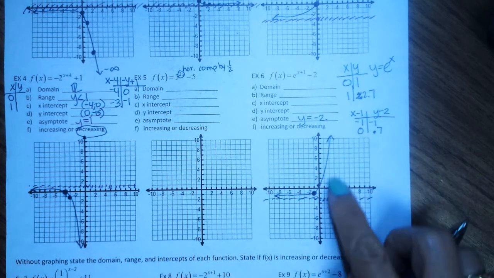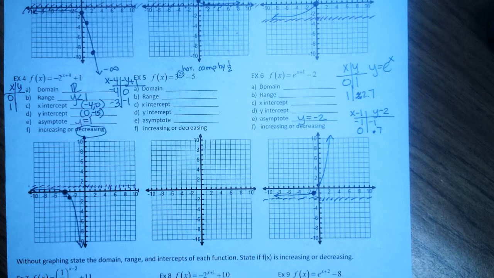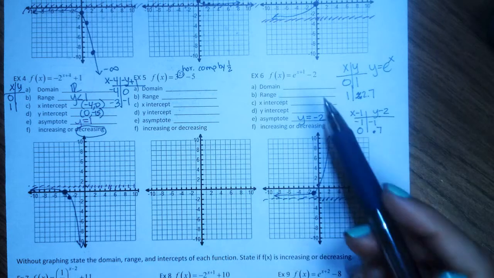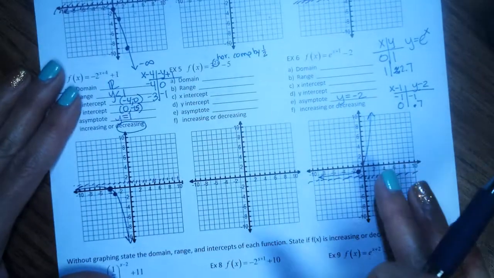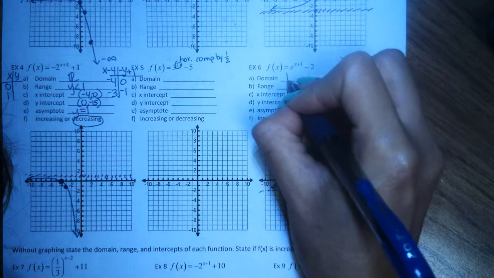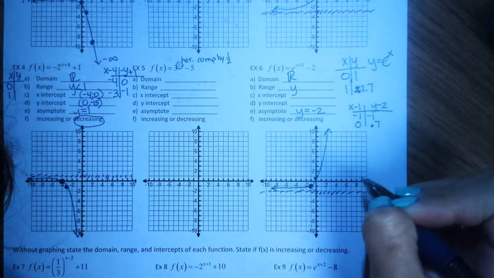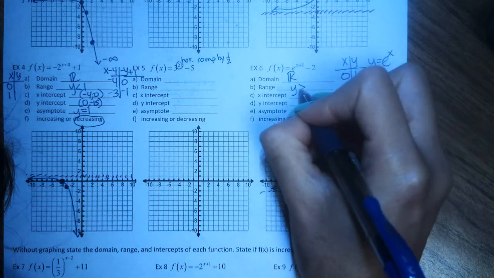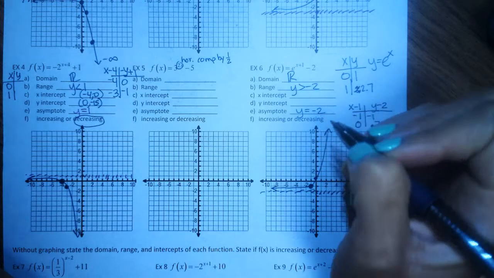So the graph would look like this, just like the parent function, because it wasn't reflected anywhere. It was just shifted down and to the left. So it should look like the parent, like this, but shifted down and to the left. Domain, all real numbers. Range, from negative 2 to infinity, or just put y is greater than negative 2.